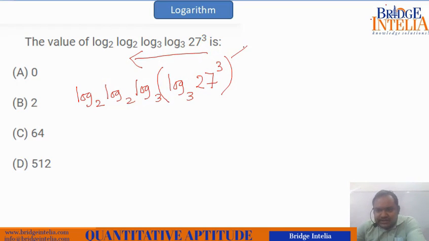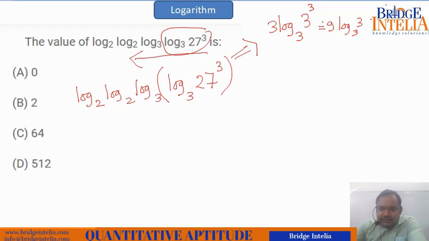Let's resolve only this term. This term can be written as 3 log to the base 3 of 27, and 27 can be written as 3 cube. So this 3 can again be taken outside. So this will become 9 times log 3 to the base 3. So this entire term comes out to be equal to 9, because 27 to the power 3 can be written as 3 to the power 9. So 9 comes out. So this term is 9.